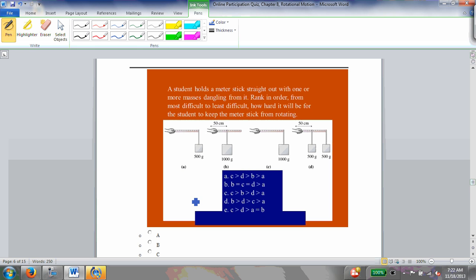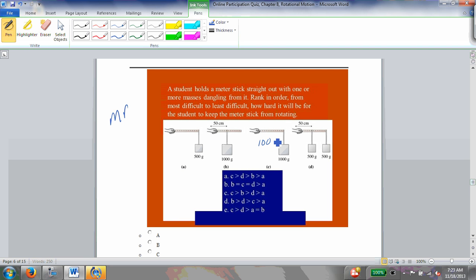All right, this student holds a meter stick as here. I just want to rank it from the most difficult to least difficult. We can just look at our torques. If we consider this 1 meter, I'm just going to take the product of the mass times the moment arm. That's some measure of the torque, kind of like what we did in lab.